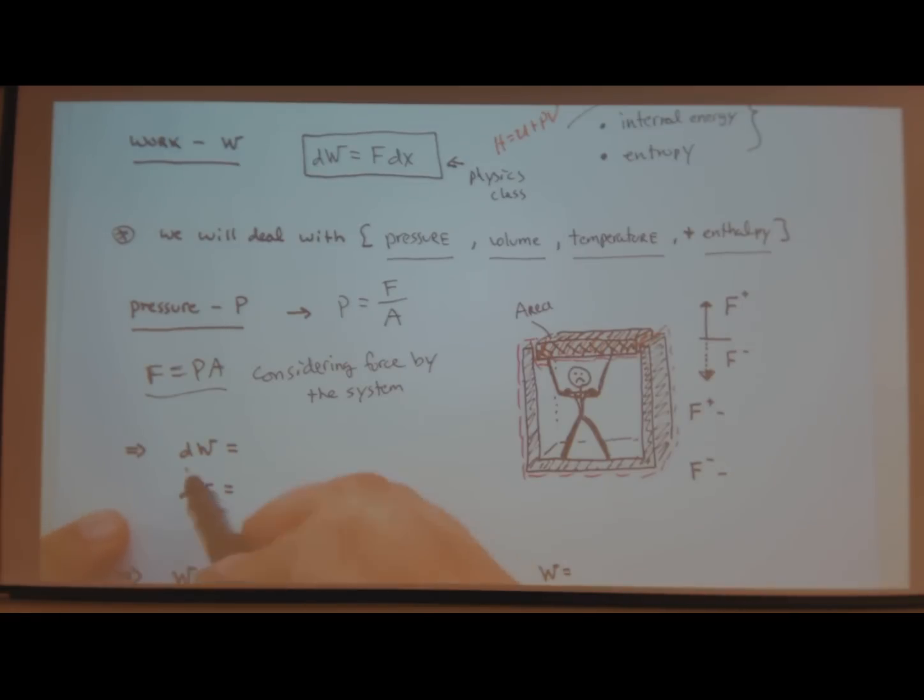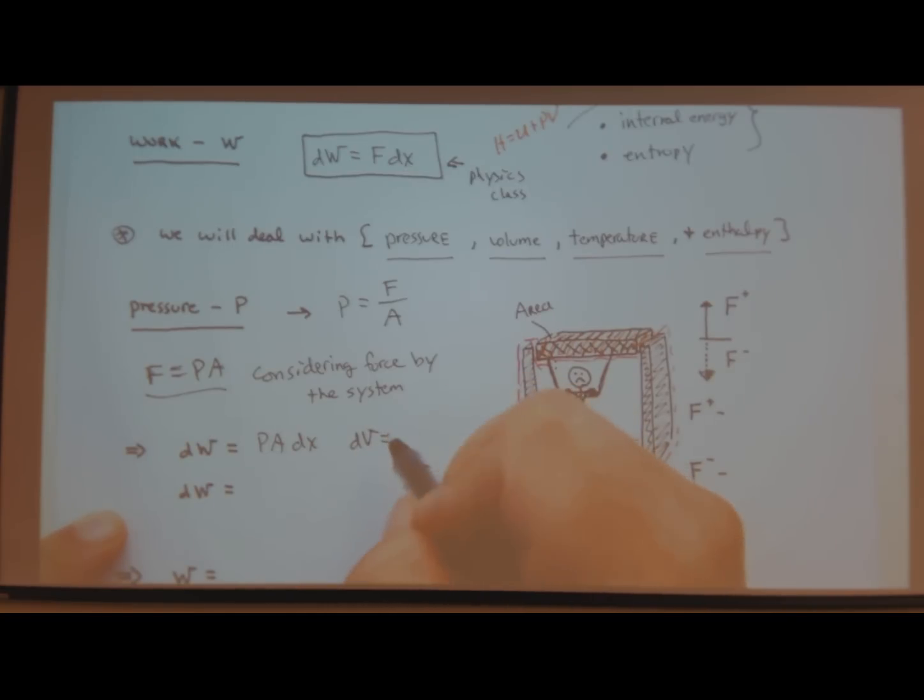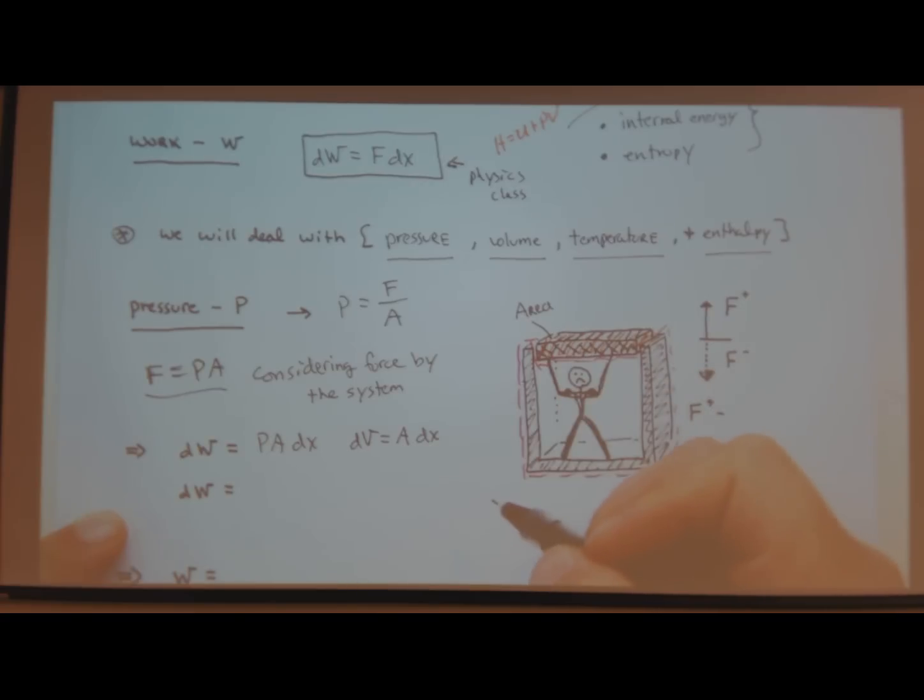That we've used earlier. So in this case, I can go back to my dW, and I have pressure times area times delta x, and dV is equal to A times dx. So I get work is equal to P dV. This is work by the system, right? F plus, force by the system. F minus, force on the system.